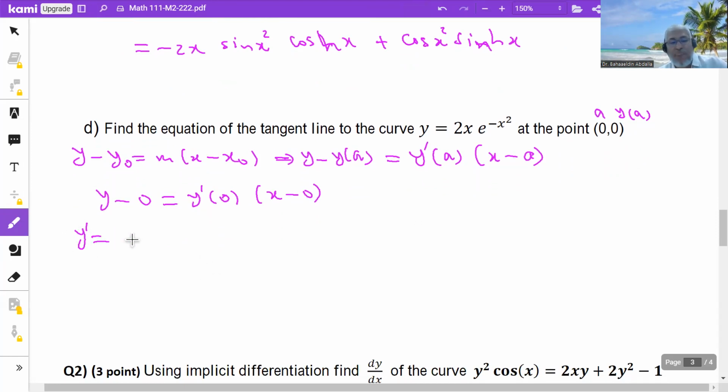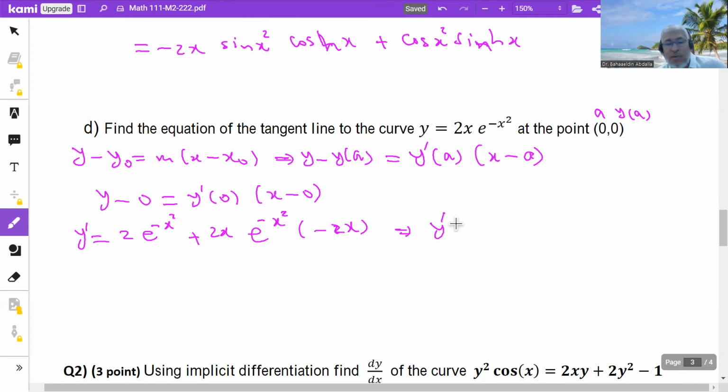Well, y prime, the derivative: I have a product of two functions. So again, I'll use the product rule. Derivative of 2x is 2 times the other function, plus 2x times the derivative of the second function. Derivative of the exponential function is e to the power negative x squared times the derivative of negative x squared, which is negative 2x, using the chain rule.